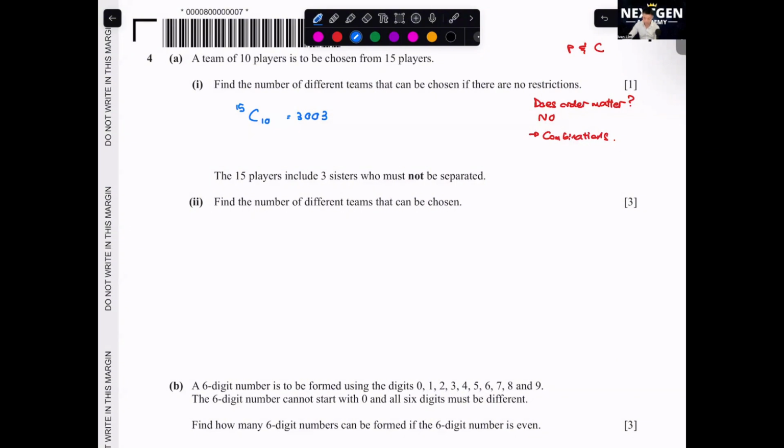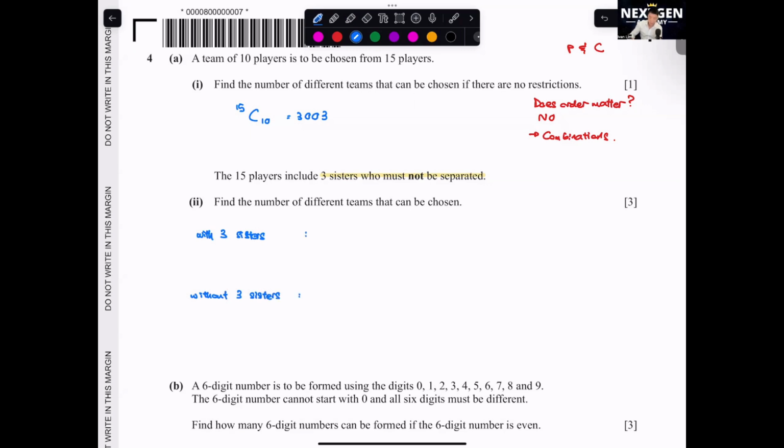Okay, the next one. The 15 players include 3 sisters who must not be separated. They are a bit clingy with each other, these 3 sisters. So what happened? You cannot separate them. Find the number of different teams that can be chosen. So what are the possible ways that you can choose the team? You got 10 players that you need. It's either with the sisters inside or without the sisters. So two different cases: with the 3 sisters, then without the 3 sisters in the team.